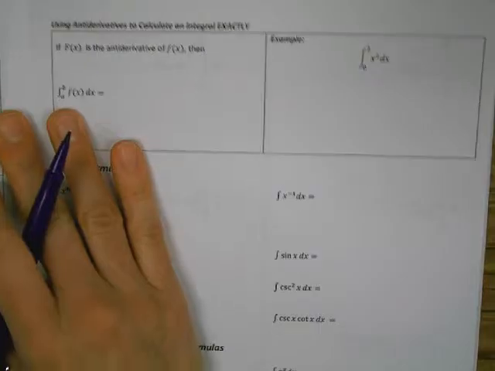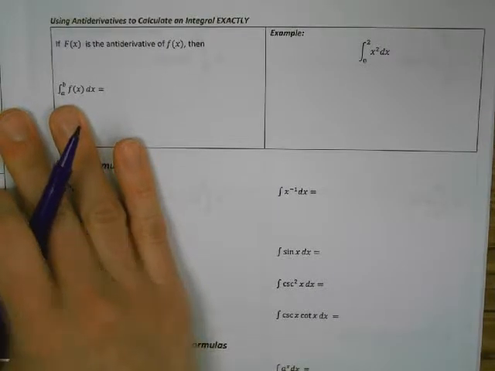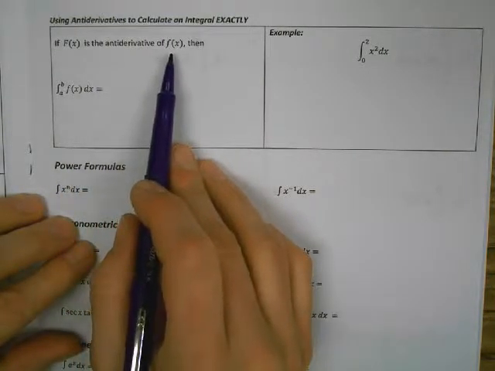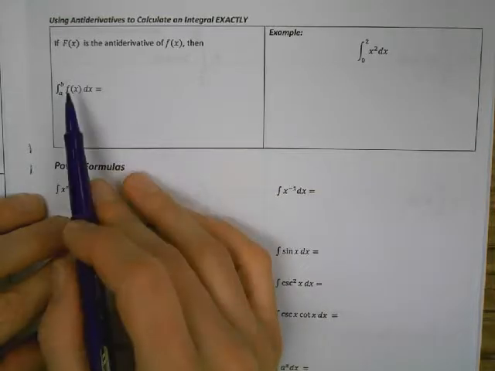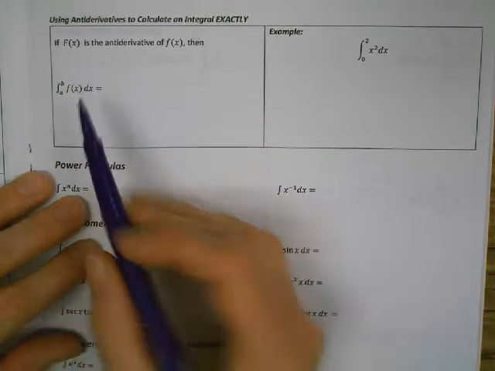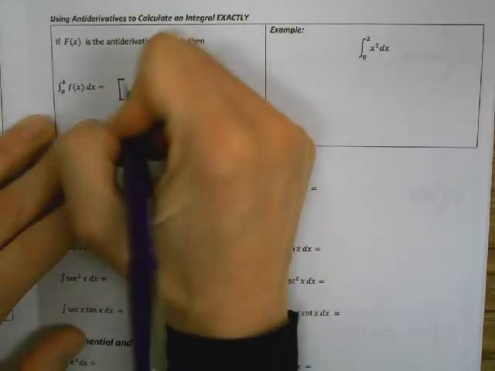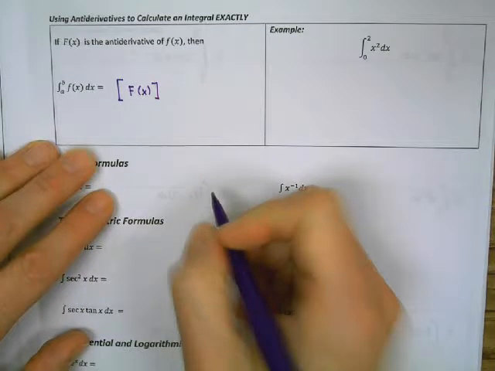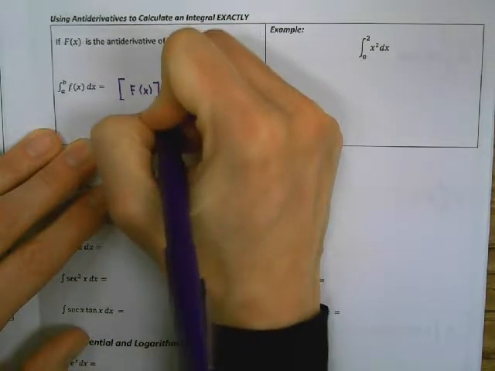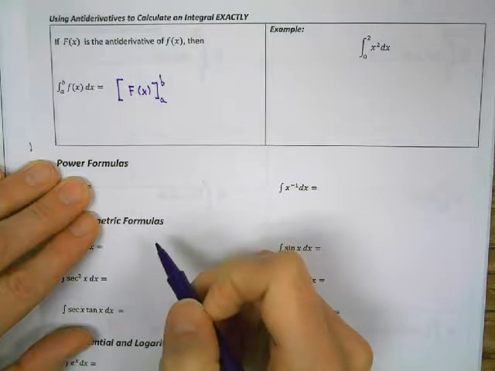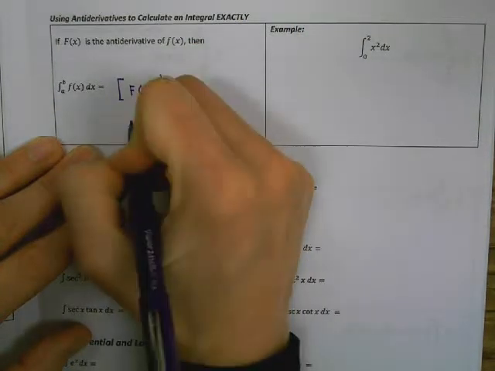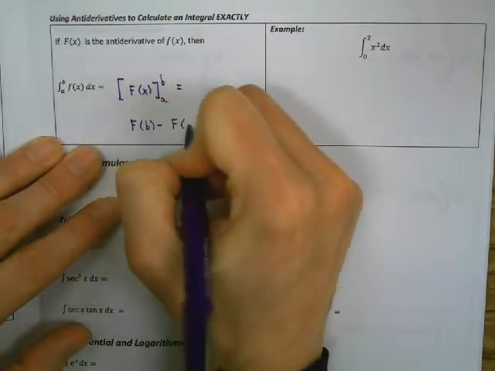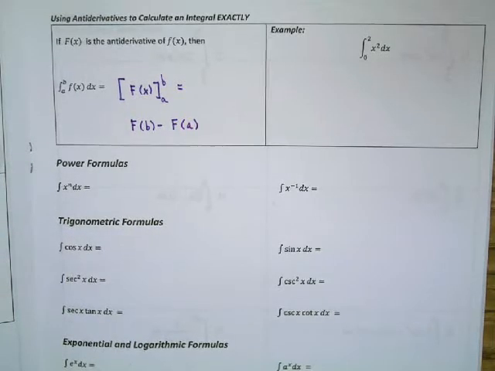Okay, so using antiderivatives to calculate an integral exactly. So here's the idea. If F of x is the antiderivative of f of x, then the integral from a to b of f of x dx is, here's the notation. We're going to take our antiderivative, F of x, and we're going to evaluate that over this interval from a to b. What that really means is we're taking our antiderivative, we're evaluating it at b, and we're subtracting the value of that antiderivative at a.